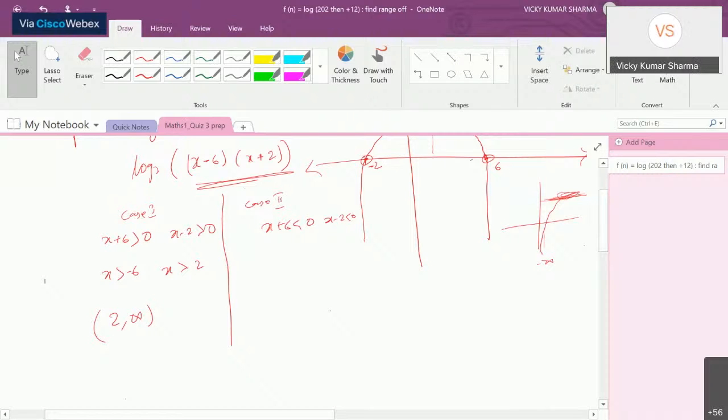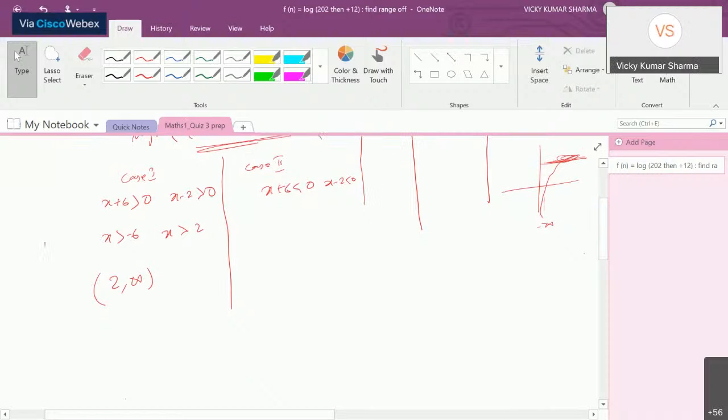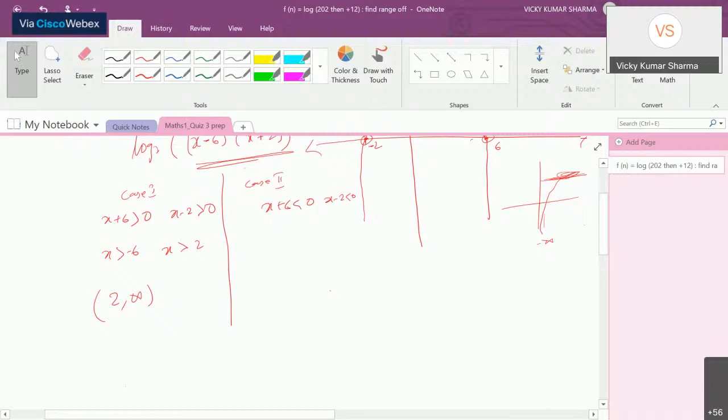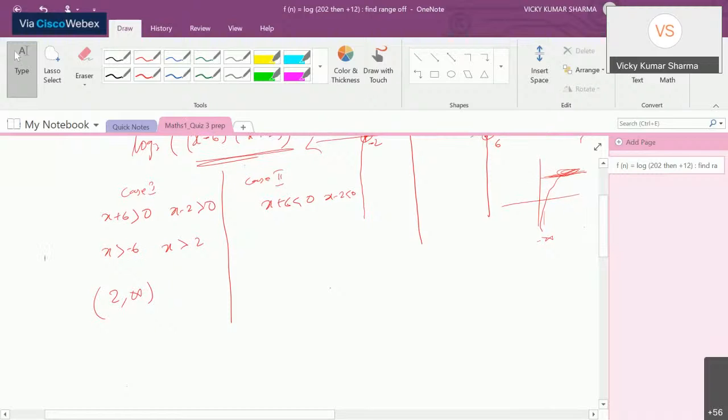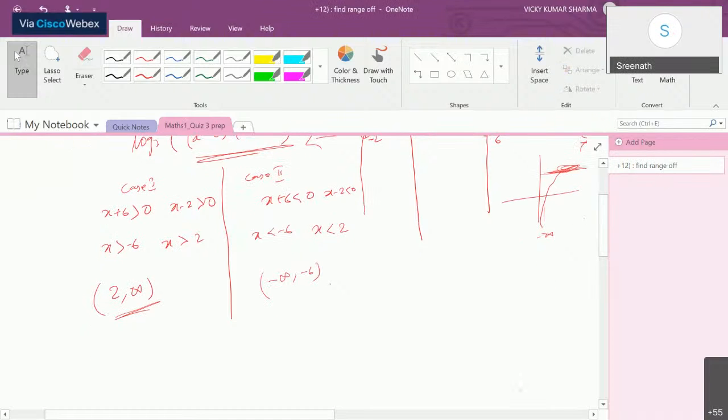So Neeraj, yes, you're here. You got this thing as one of our domain, and from here what do we get? x greater than minus 6 and x lesser than plus 2. So here what do we get? Minus infinity to minus 6, right? You got till here? Okay. So now I got these two parts.